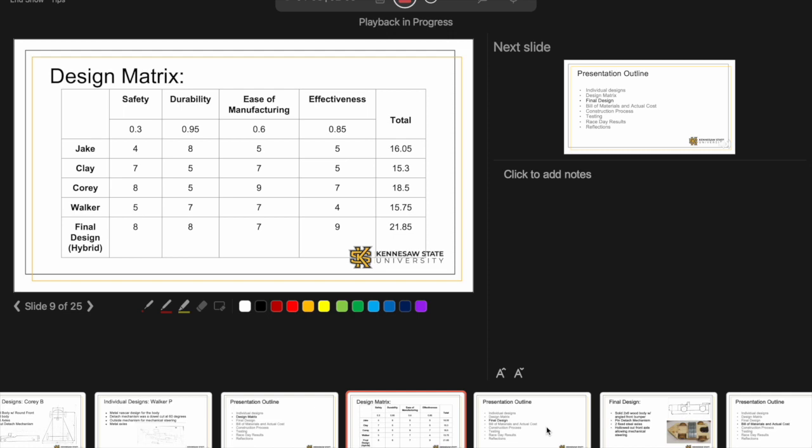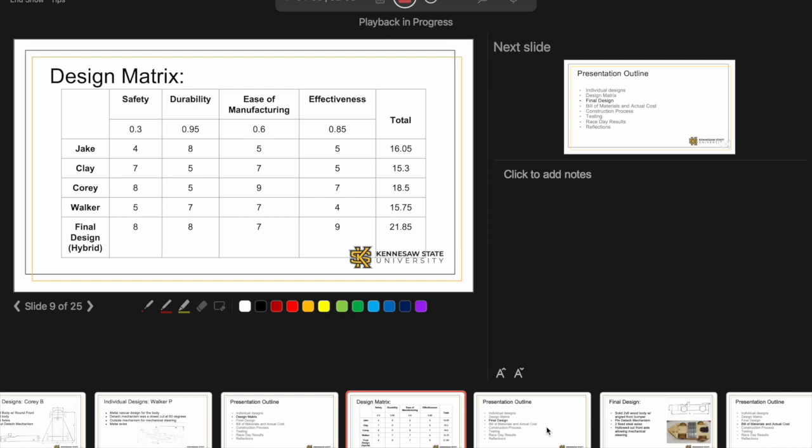The safety and the durability were really, really important, I believe, in my opinion. Ease of manufacturing was almost there. The effectiveness was just basically how effective the vehicle was going to be, how good it was going to do, basically. So yeah.